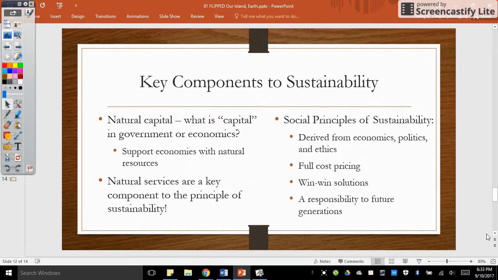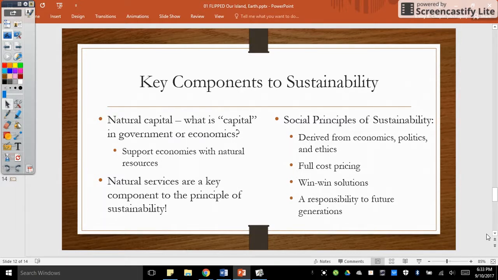The second one is a win-win solution. This is a political point of view. So we're going to focus on an environmental solution that will benefit the majority of people and the environment. A great example of this is if you have a forested area, you want to increase something called ecotourism. So you want to bring more people to that area, but promote the environment and give them ways to be ecologically friendly.